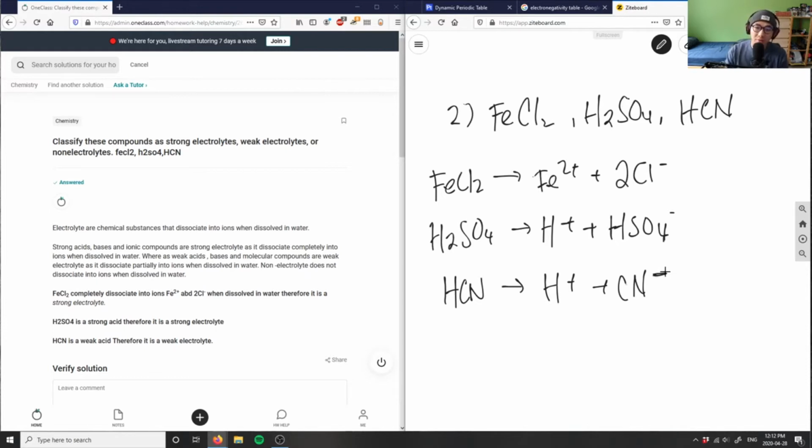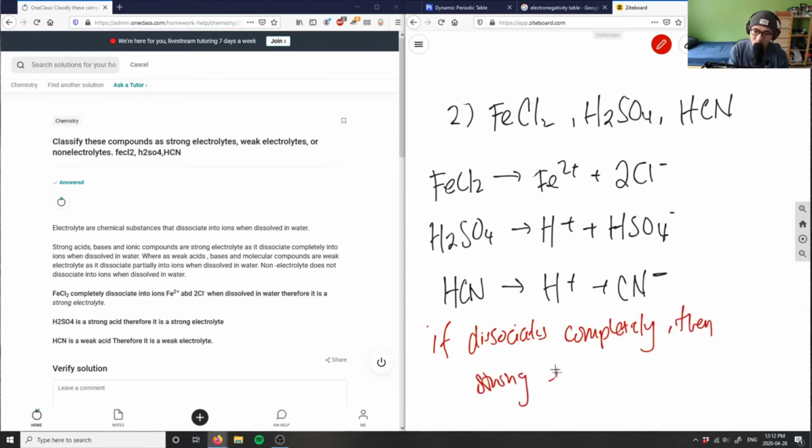So FeCl2, and we care about the dissociation, right? If this dissociates fully, it will become a strong electrolyte. So if it dissociates completely, then strong electrolyte. In this case, FeCl2 dissociates fully again to its ions Fe2+ and 2Cl-. Therefore, this is a strong electrolyte.